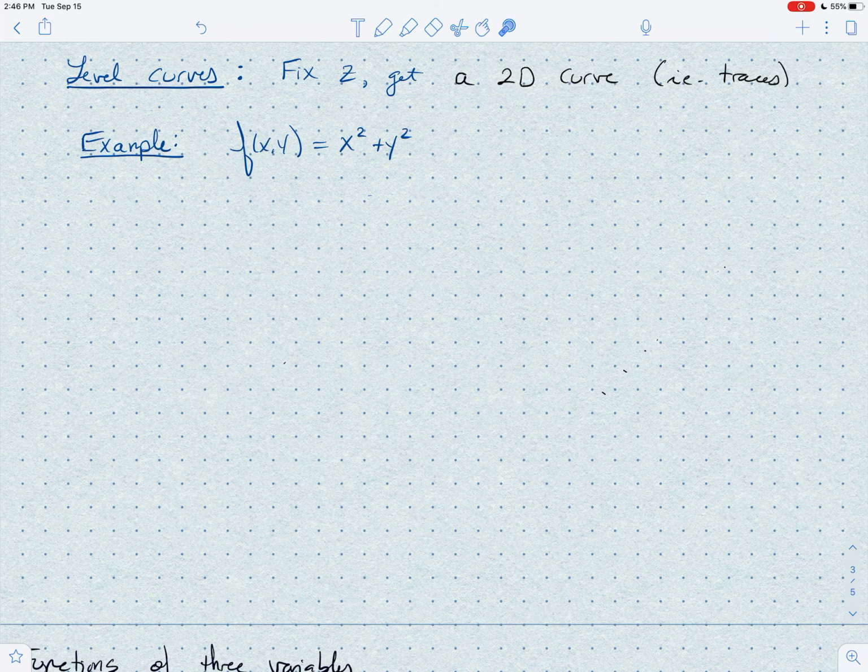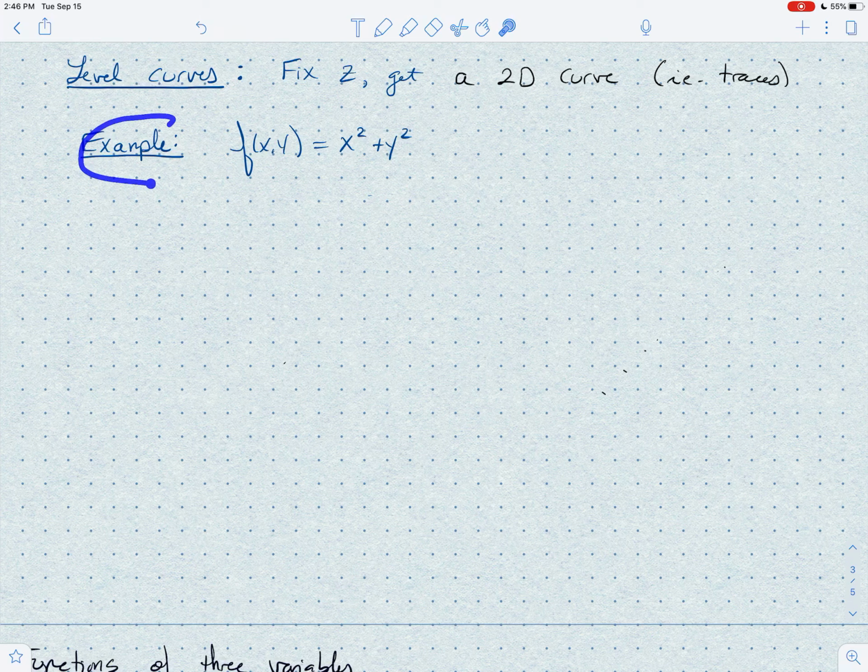Why are they called level curves? I don't know. I think maybe you could think of it as different levels of z. We typically think of z as representing height somehow. So there's z equals 1, z equals 2, z equals 10, z equals -2. Each z is a level, right? So let's do an example.